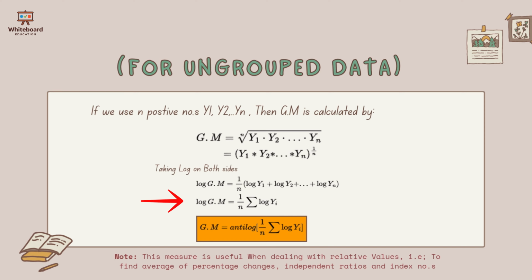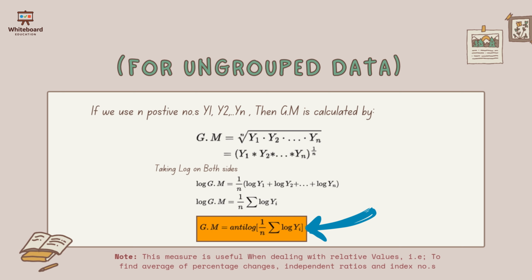Now as we are finding the geometric mean alone, we move the log on the left side to the right side of the equality, which makes it antilog. So the final formula we get is geometric mean equals antilog whole bracket 1 over n summation log y. Students, you can use any of these formulas to find the geometric mean according to your requirements.